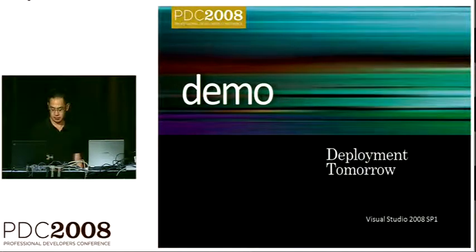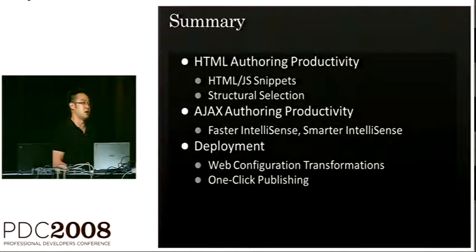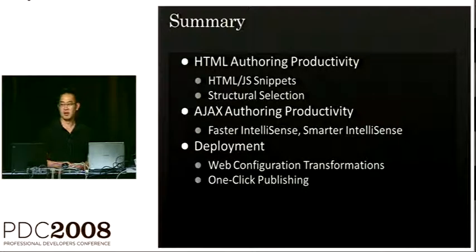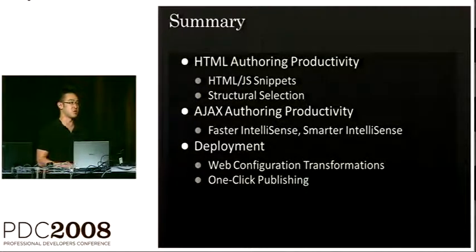All right. So to summarize here, we've shown you a lot of new things today. I want to take a recap of everything that you've seen. Design view improvements for CSS standards, but two large areas of investment in terms of making your JavaScript and your markup writing a lot easier and a lot faster with the introduction of HTML snippets and also structural selection.